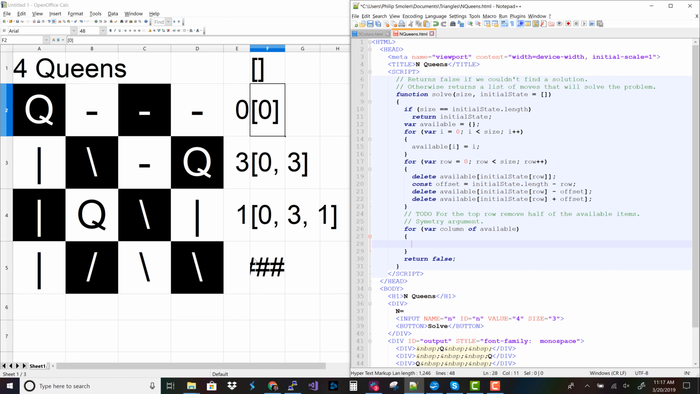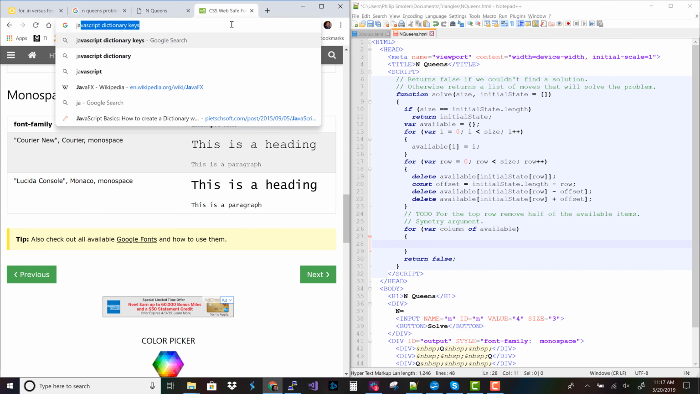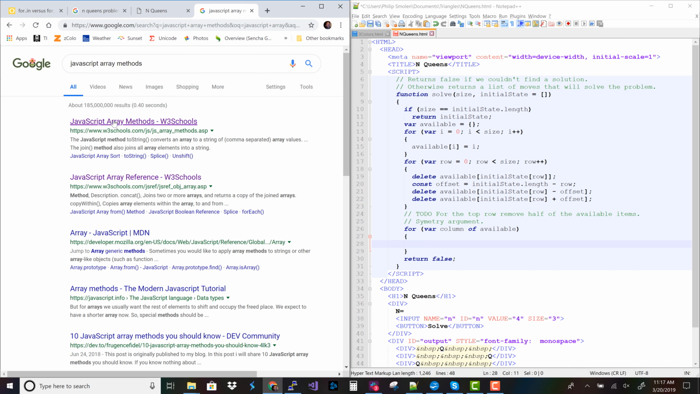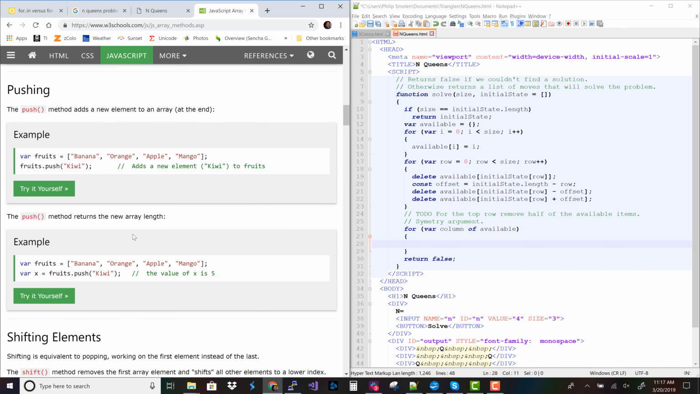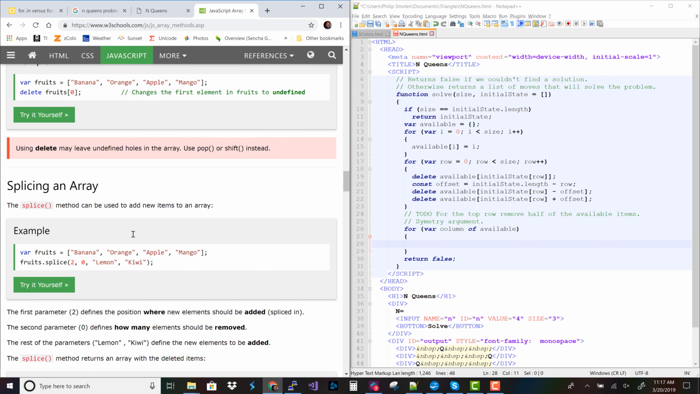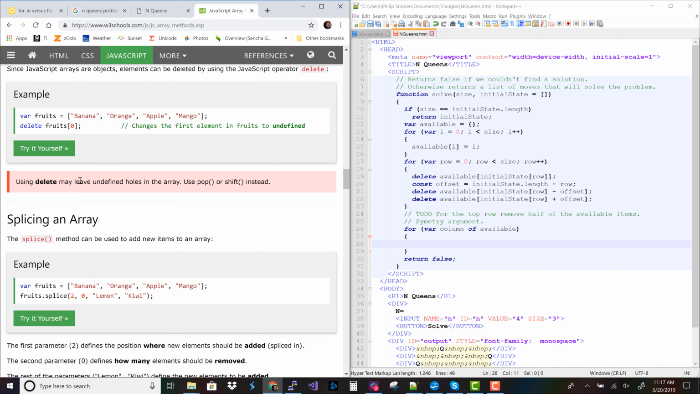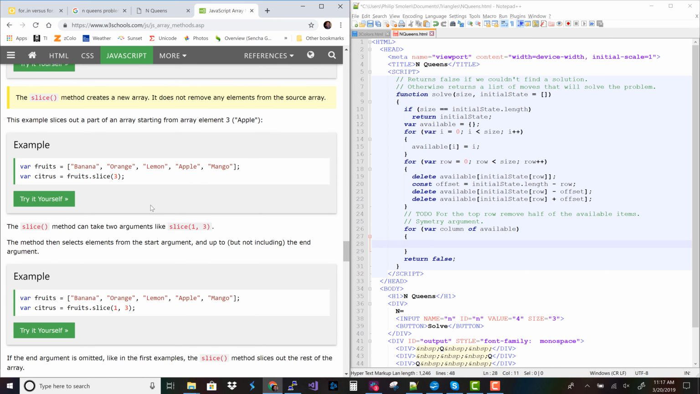So how do you copy an array in JavaScript? Well, you know what? Maybe I should have prepared that one, but let's do it. Converting to strings, popping and pushing. We've seen all this before. Shifting, changing elements, deleting elements. Yeah, some warnings about if you try to use delete in here. But again, there were lots of reasons why we deleted from an object instead of an array. Splicing, merging, slicing.